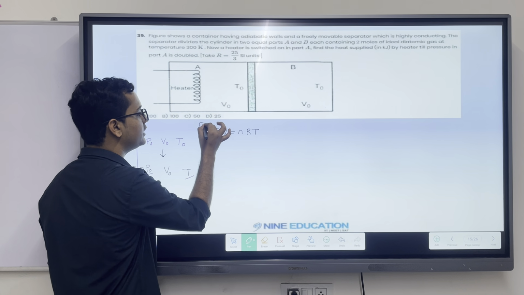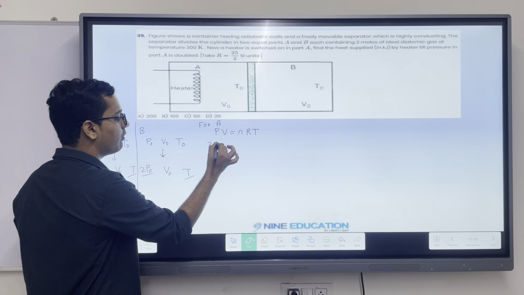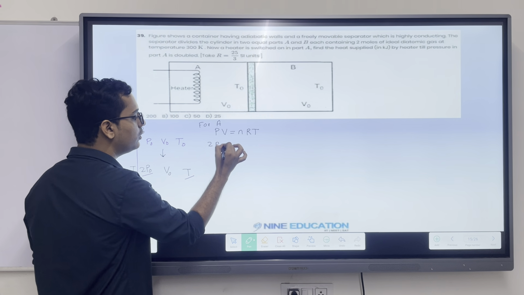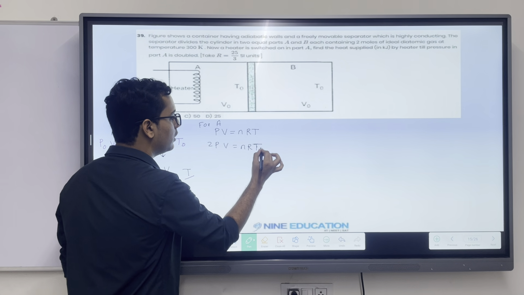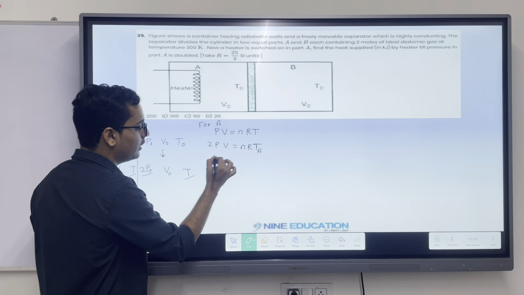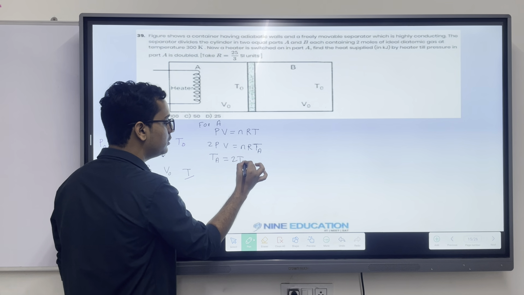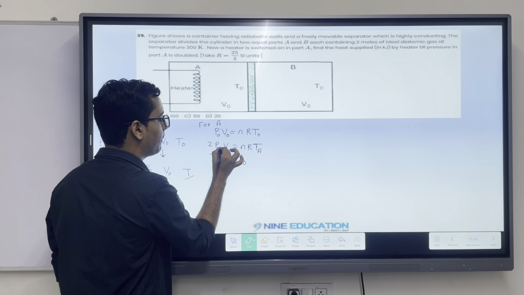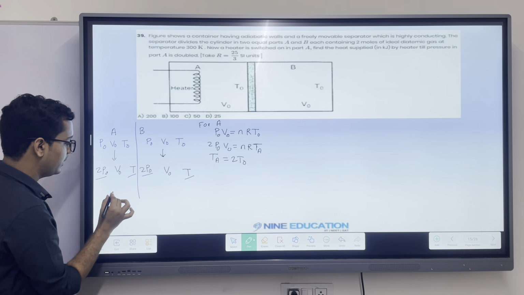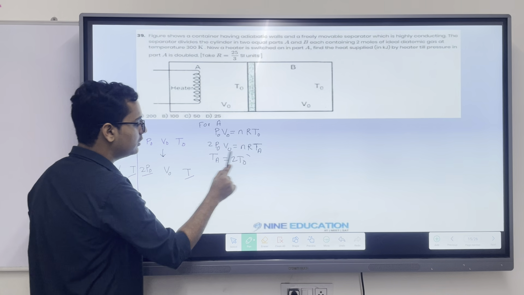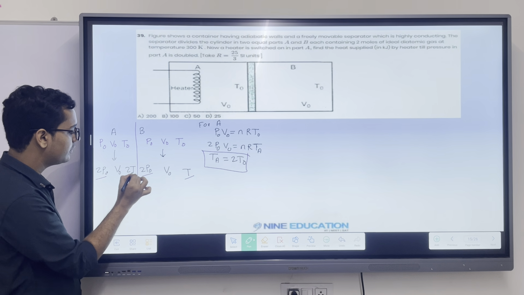Let's say for chamber A, I'm writing PV equals nRT. Final pressure becomes 2P into the same volume, equal to nR into TA. So from these two equations, I will get TA equal to 2T. Hence, I will write it. So understood? TA is equal to 2T. I am going to change it in this one, so this becomes 2T.